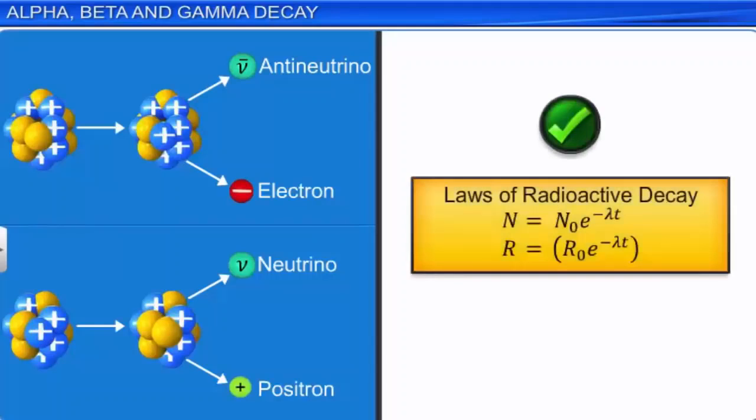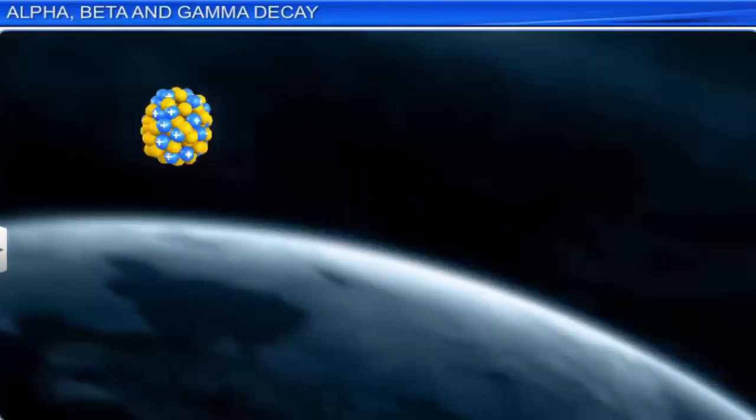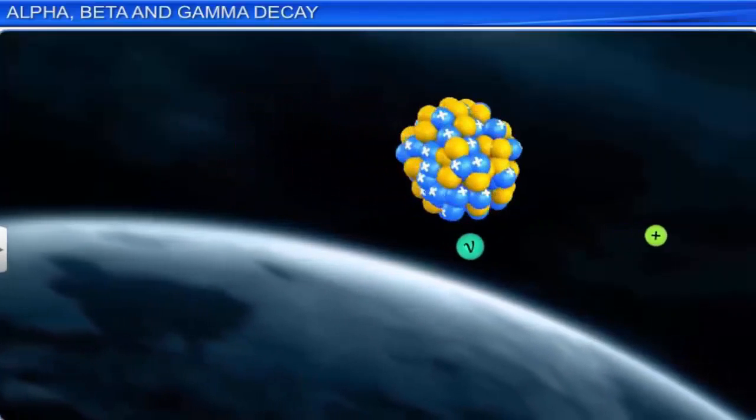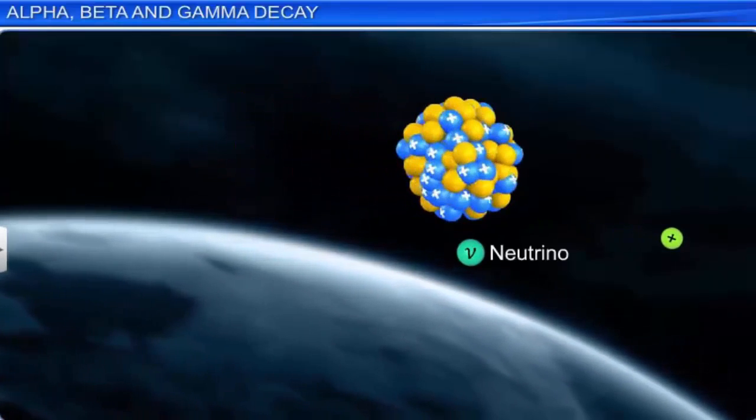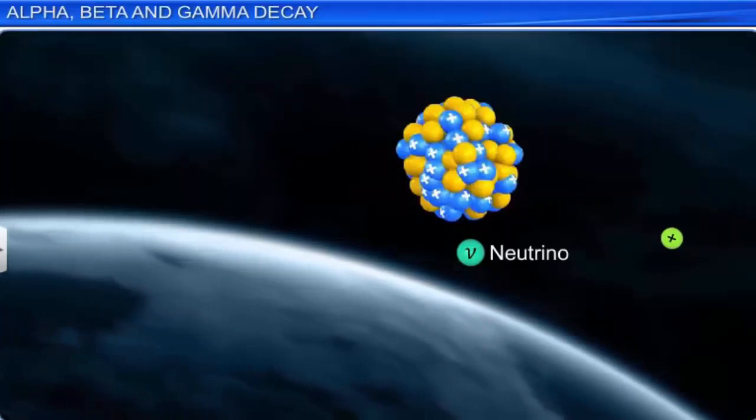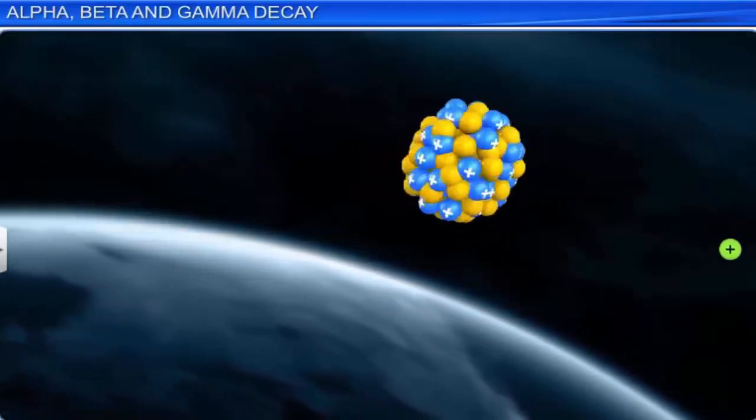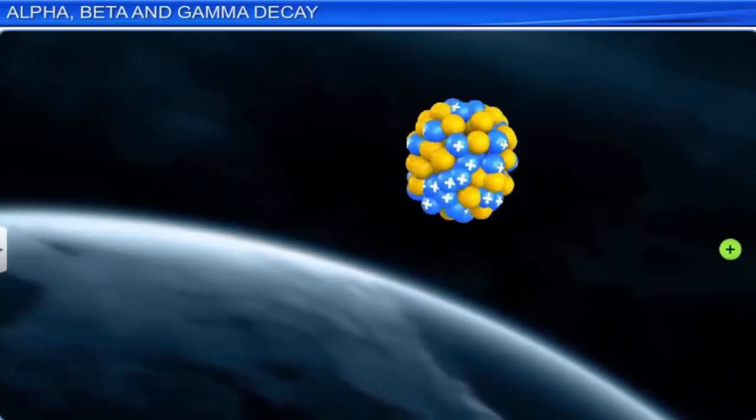We observe that in a beta decay process, when one nucleon transforms into another nucleon, there is no change in the mass number. Beta decay also follows the 2 laws of radioactive decay. Here, it is important to note that neutrinos interact very weakly with matter. Neutrinos can even pass through the earth without being absorbed and hence are very difficult to detect.